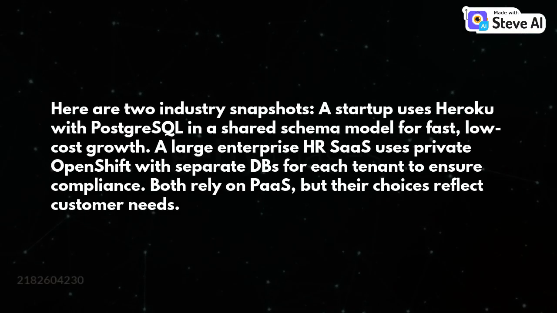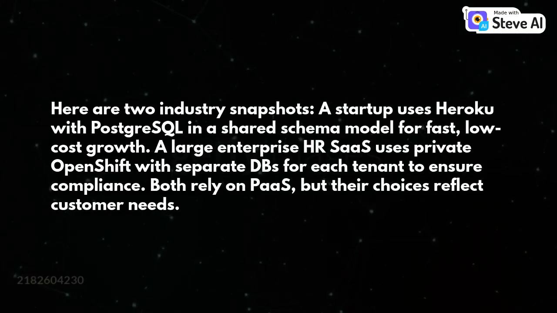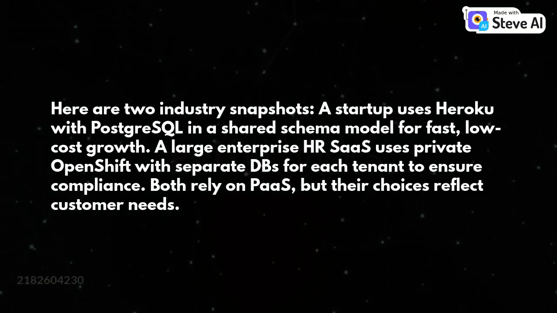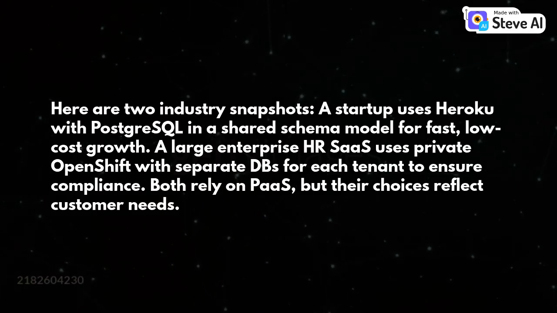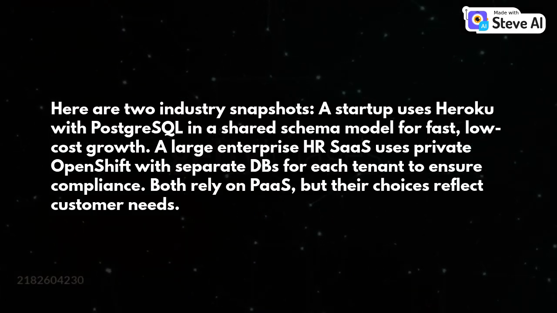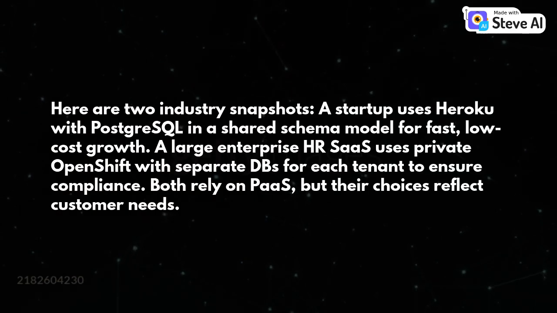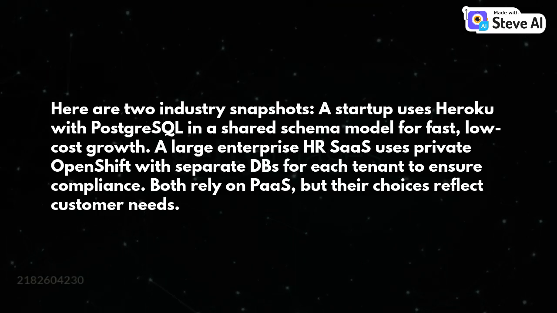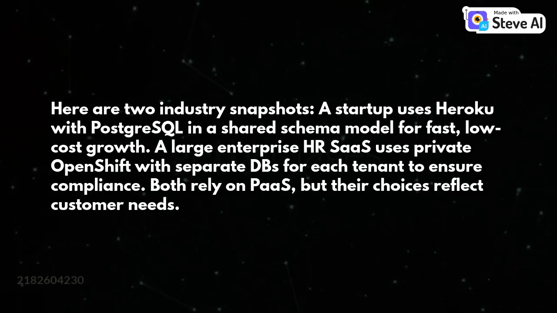Here are two industry snapshots. A startup uses Heroku with PostgreSQL in a shared schema model for fast, low-cost growth. A large enterprise HR SaaS uses private OpenShift with separate DBs for each tenant to ensure compliance. Both rely on PaaS, but their choices reflect customer needs.